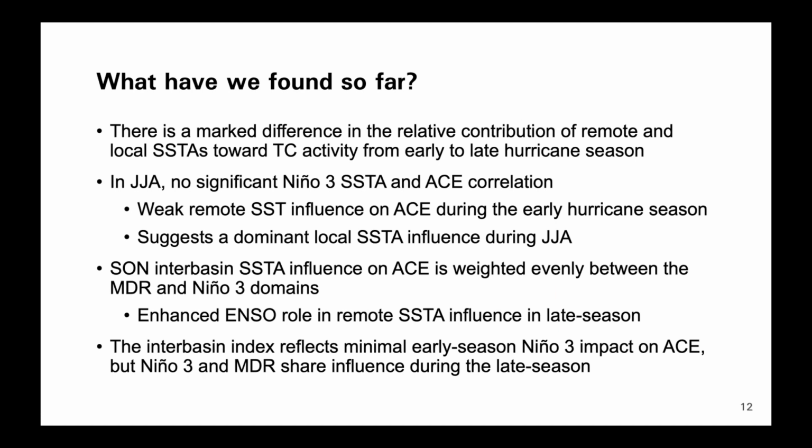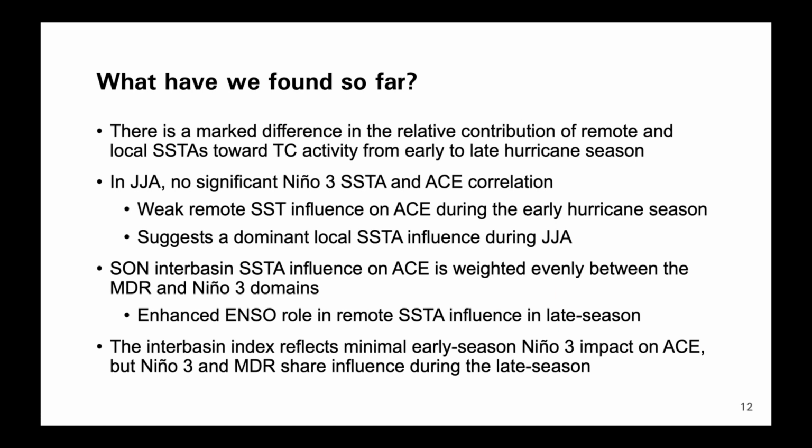So far, to summarize where we're at, we've seen that there's a marked difference in the relative contribution of remote and local sea surface temperature anomalies toward tropical cyclone activity during the early and late hurricane season. So in JJA, there is no significant Nino 3 SST anomaly and ACE correlation. And this signifies a weak remote SST influence on ACE during JJA and suggests a more dominant local SST influence during JJA.